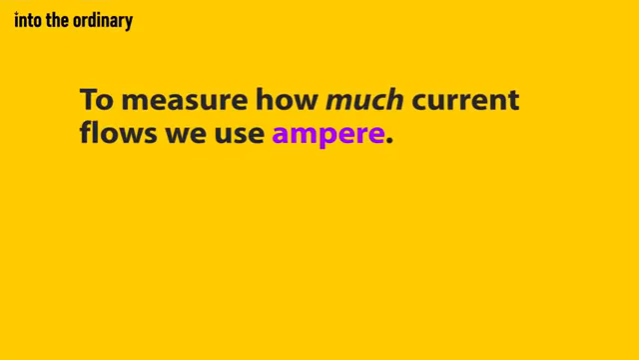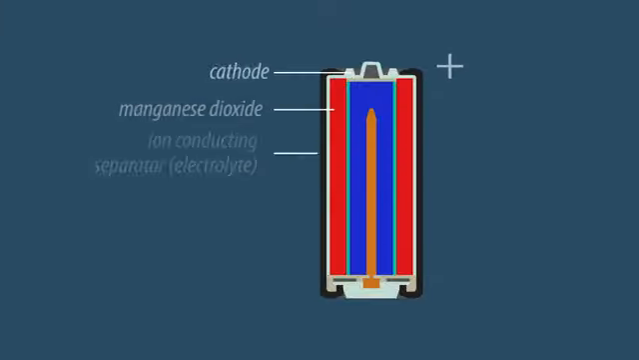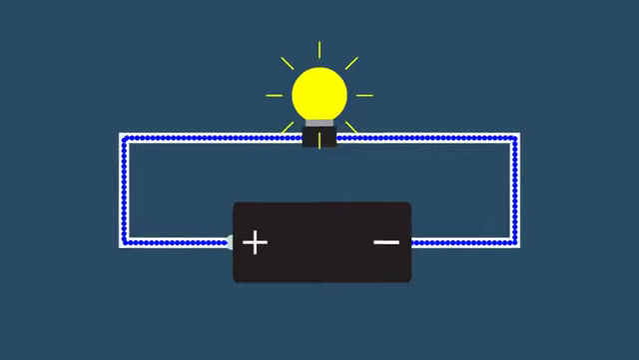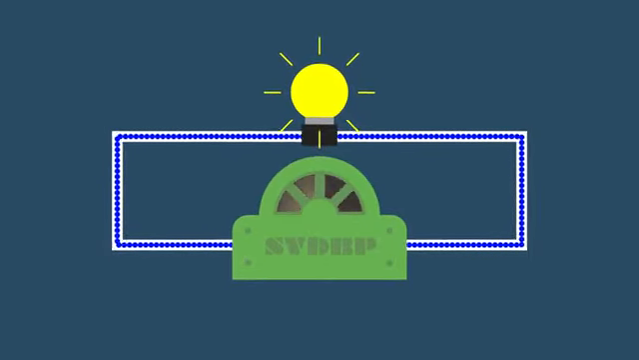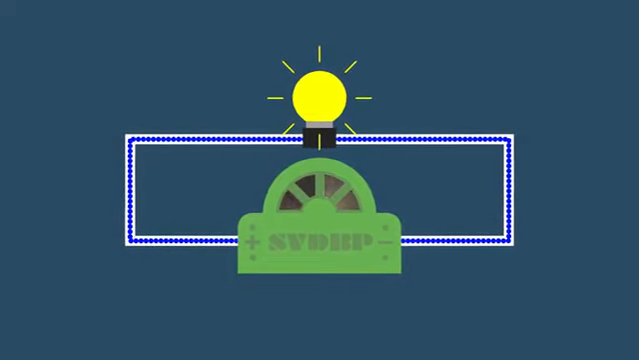To measure how much current flows, we use ampere, as explained in another video. To measure how strong that current is, how much pressure this flow possesses, we use voltage. Batteries work thanks to some ingenious chemistry, which also determines its positive and negative pressures. But if we replace our battery with a generator, the same principles apply. It too has two electrodes and puts positive and negative pressures on a circuit.